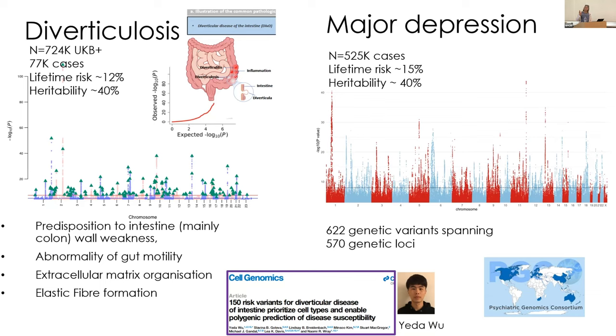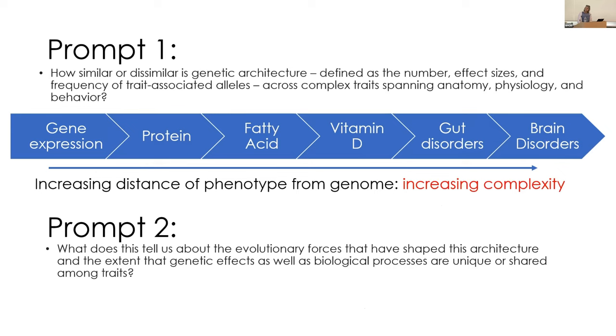So we could map the SNPs to the nearest gene, and those were interpretable in terms of the structure of the intestine, gut motility, elasticity of the gut. And this is a disorder where you're told it's about diet, but clearly the genetic contribution is important as well. So in that first half of the talk, I tried to whiz through the complexity of traits and show how results from these complex diseases are interpretable, even though there's increasing complexity. So now going on to prompt two.